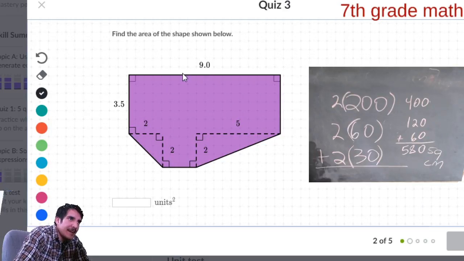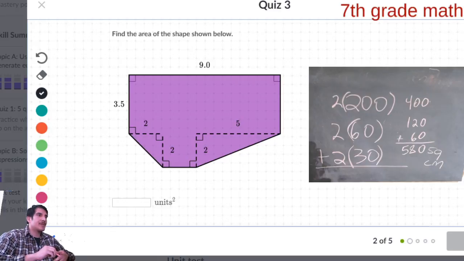Next question. Find the area of this shape right here. Well, let's do that. Let us do that. Wow, this stream looks amazing right now, guys. I'm pretty thrilled.